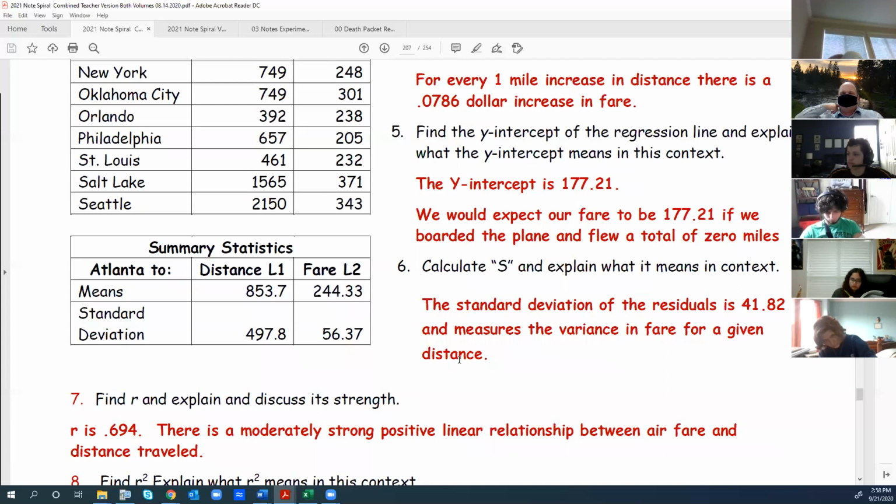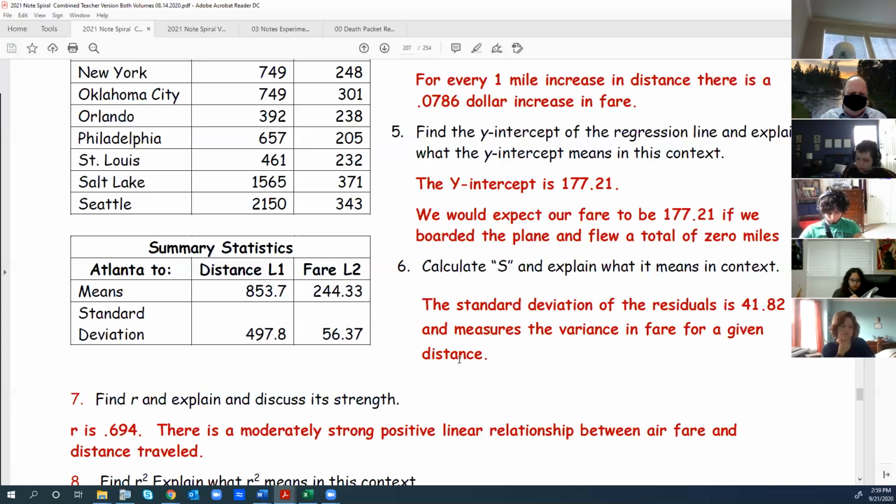The next thing it tells us to do is to calculate S. We are not going to calculate S until Wednesday, all right? But I am going to talk to you about S. Now, it is a fairly difficult concept to understand. It's not difficult to calculate, but not today. S is the standard deviation of the residuals. And in this case, it happens to be 41.82. I'll show you how to calculate that on Wednesday, all right? And it measures the variance in fare for a given distance.